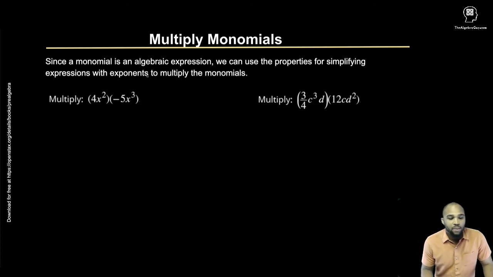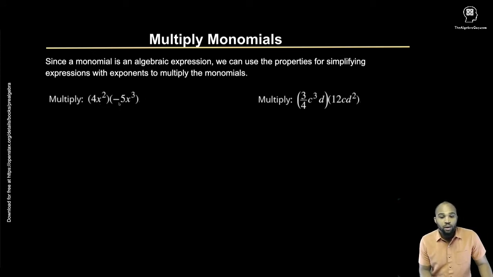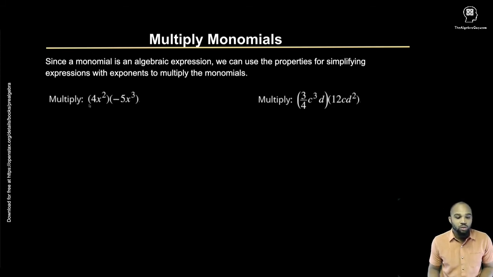All right, since a monomial is an algebraic expression, we can use the properties for simplifying expressions with exponents to multiply monomials. So you're going to do the same thing here. If you can, pause it and see if you can work these two, or at least start with this first one before I do. All right, so I'm going to go ahead and work it here.